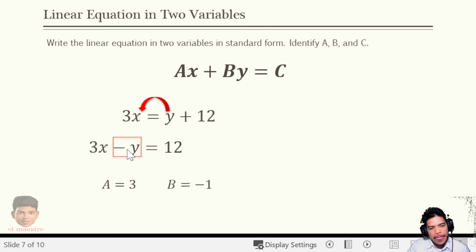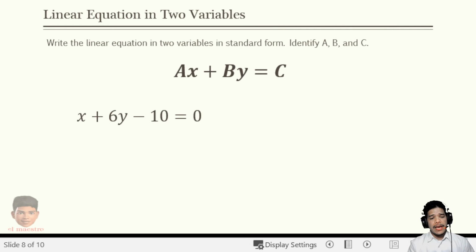Diba sabi ko, pag walang katabi yung variable natin, that is understood na 1 yung coefficient nun. Okay? So in this case, yung walang katabi si y, so that is understood 1 yan. So that is negative 1. Bakit negative? Kasi minus to nandito. Okay? And lastly, we have the constant, which is 12. Okay? So that is c is equal to 12. So ganun lang, class, no? That's how you interpret or illustrate or identify a linear equation, and also, identifying the coefficients of x, y, and the constant.